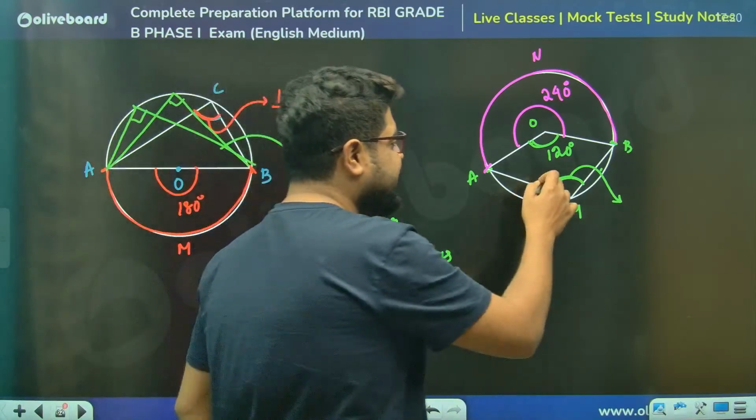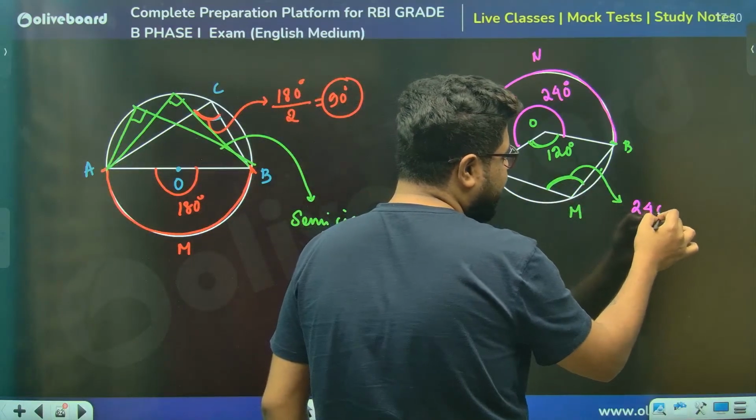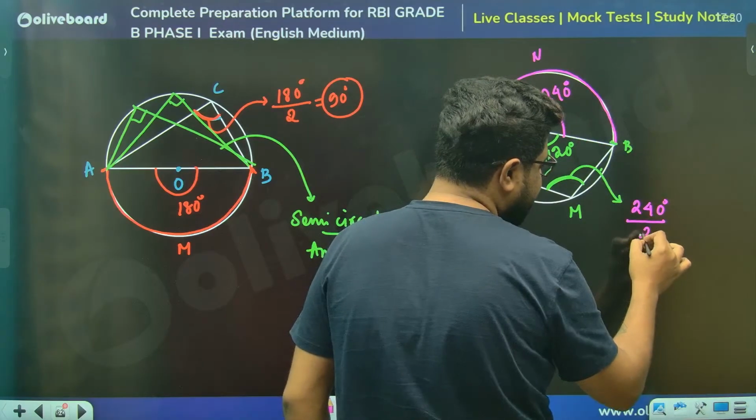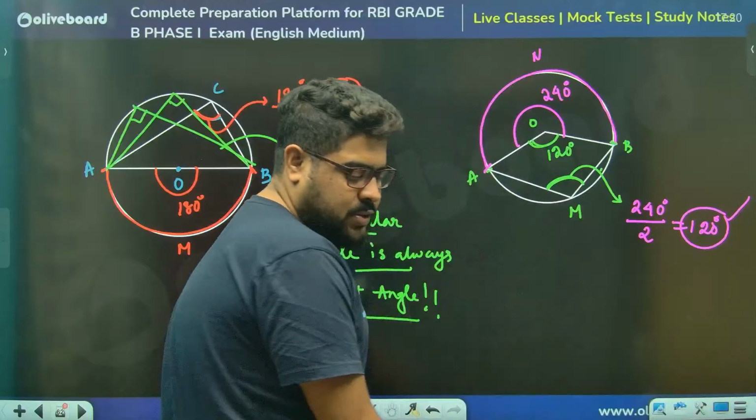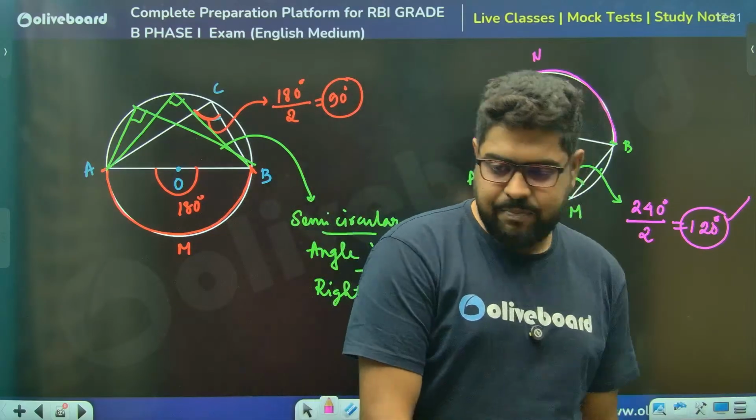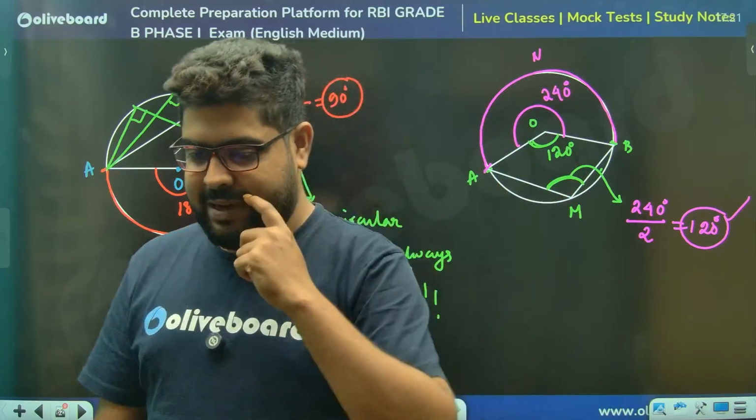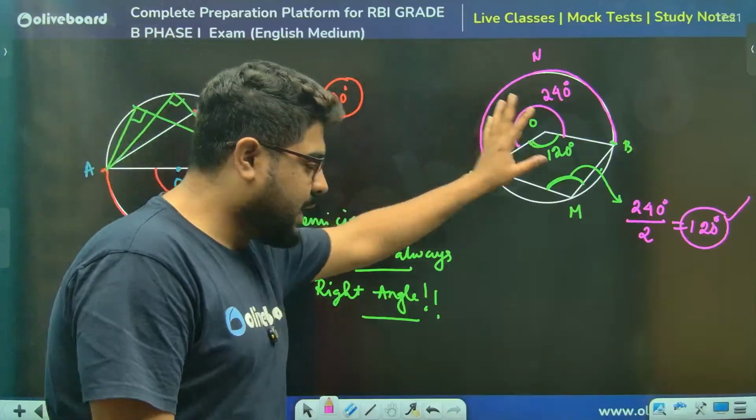So can I say that this will be the half of that 240 degrees, so it will also be 120 degrees. Always remember the arc property. But again, before that, is it clear?